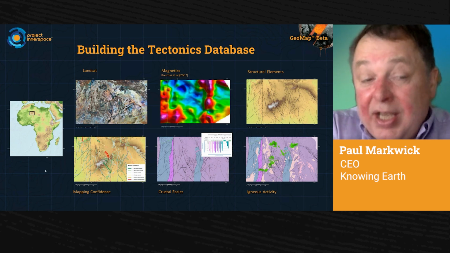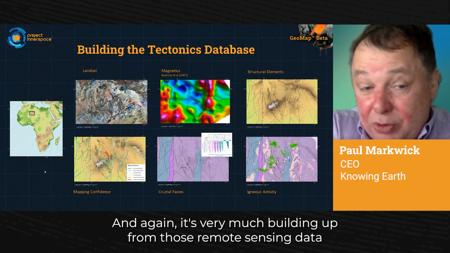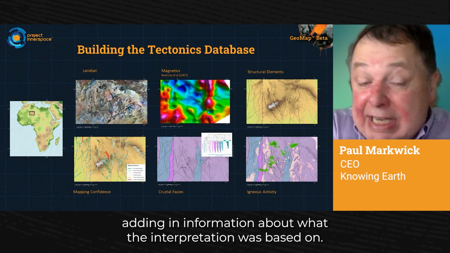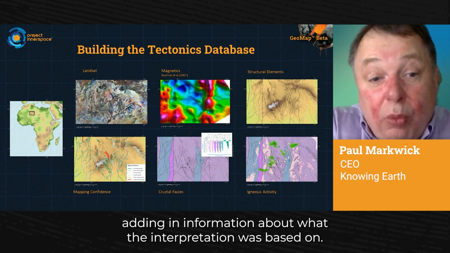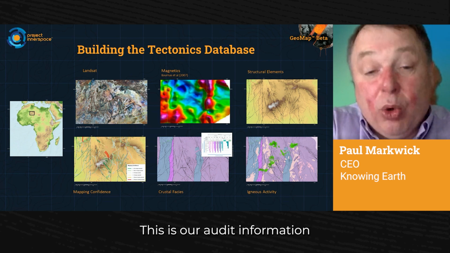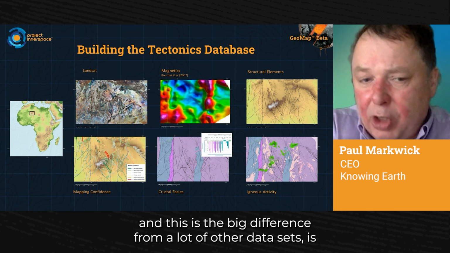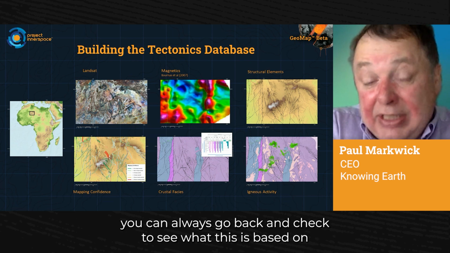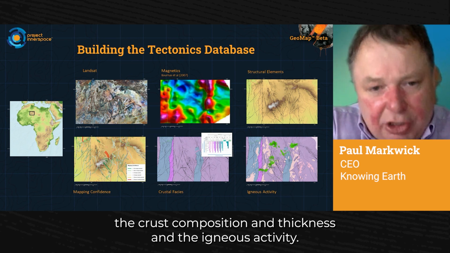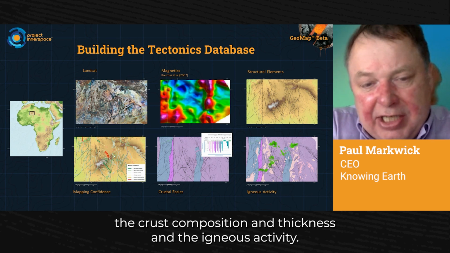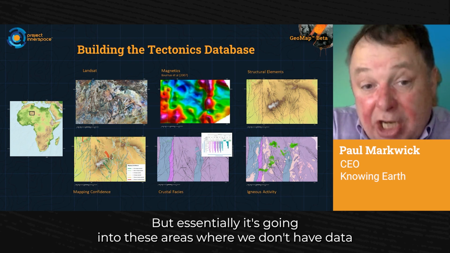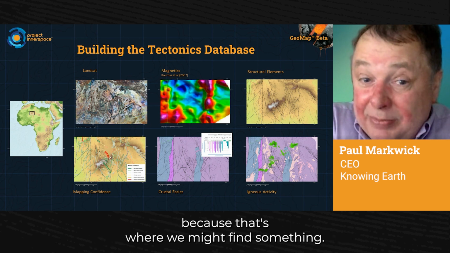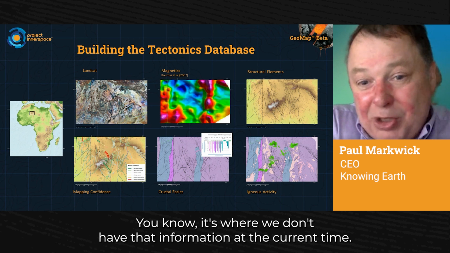And again, it's very much building up from those remote sensing data sets, building up the structural framework, adding in information about what the interpretation was based on. This is our audit information. And this is the big difference from a lot of other data sets, is you can always go back and check to see what this is based on. And then adding the crust composition and thickness and the igneous activity. But essentially it's going into these areas where we don't have data, because that's where we might find something. You know, it's where we don't have that information at the current time.